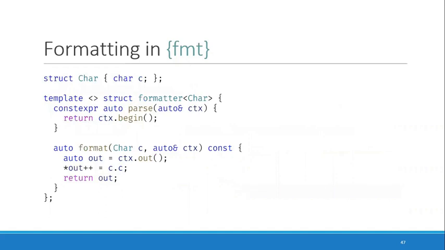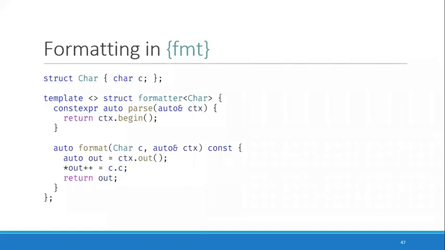So the simplest example I could think of was, let's say I have a type Char that just has a member char, and it doesn't support any format specifier, so its parse just returns context.begin. And all formatting does is write this one character into the output. So I need to grab context.out, I write my one character into it directly, and then I just return the iterator. So that's what the contract of format is. You write whatever you want.